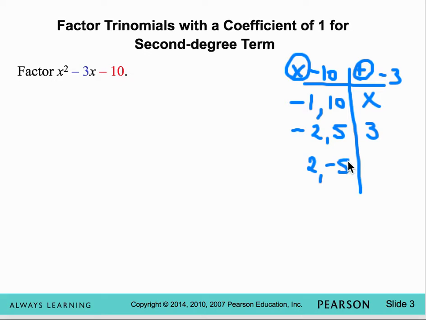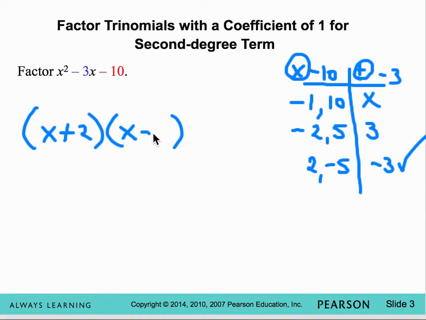2 and negative 5 still multiplies to give negative 10, but 2 plus negative 5 is negative 3. Awesome. All right, so my factors have an x for the first term, a plus 2, and a minus 5 for that last one.